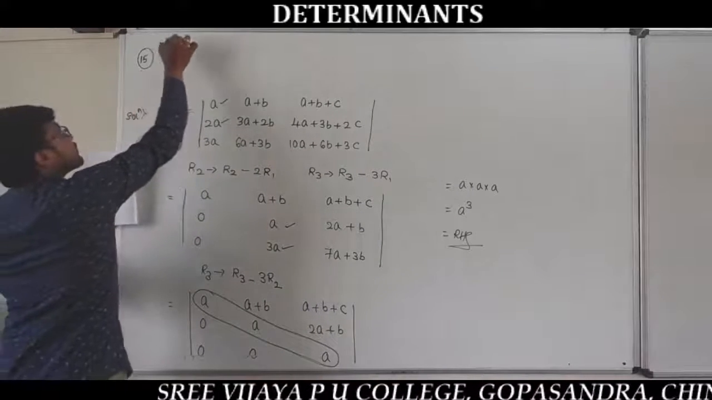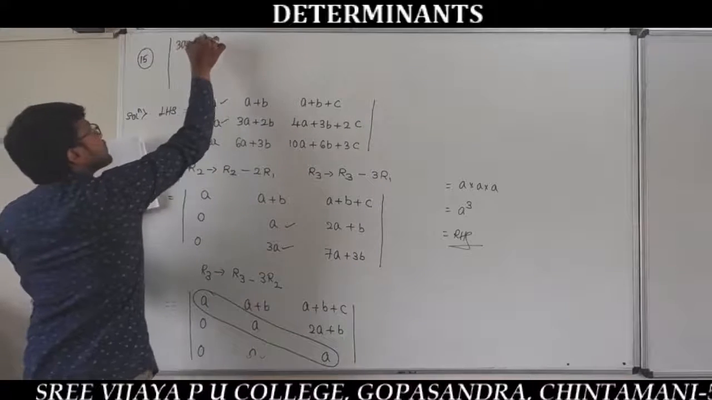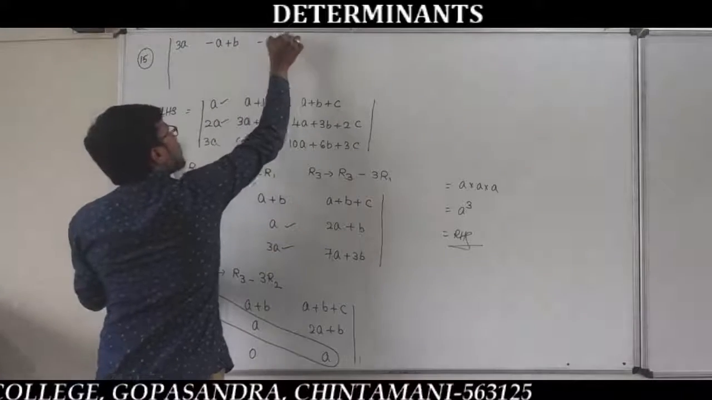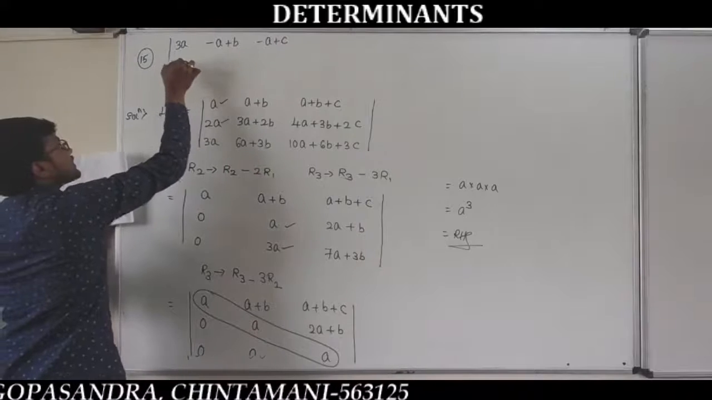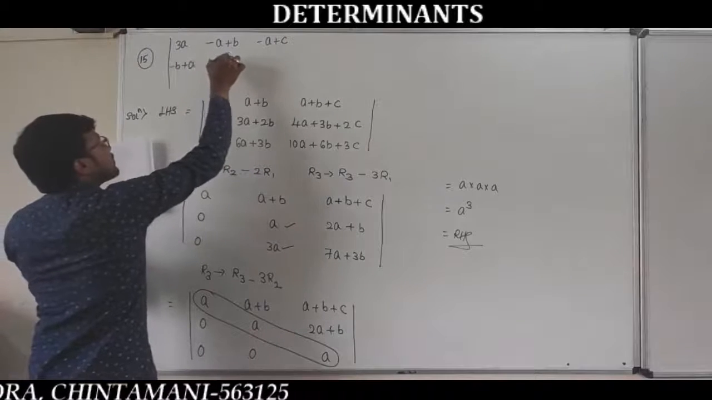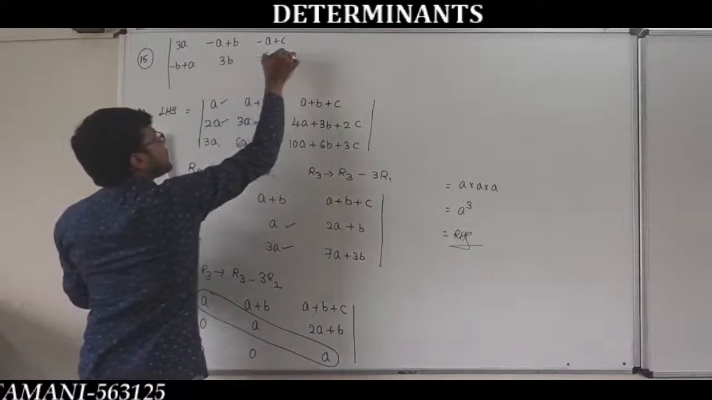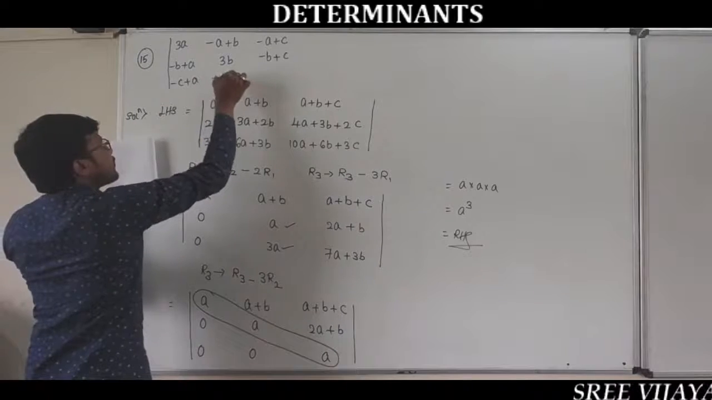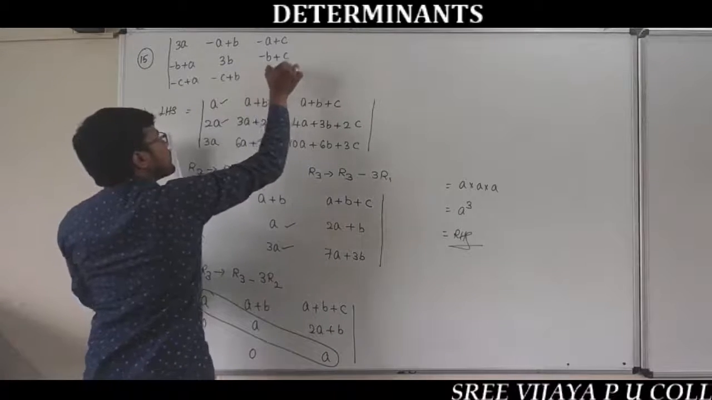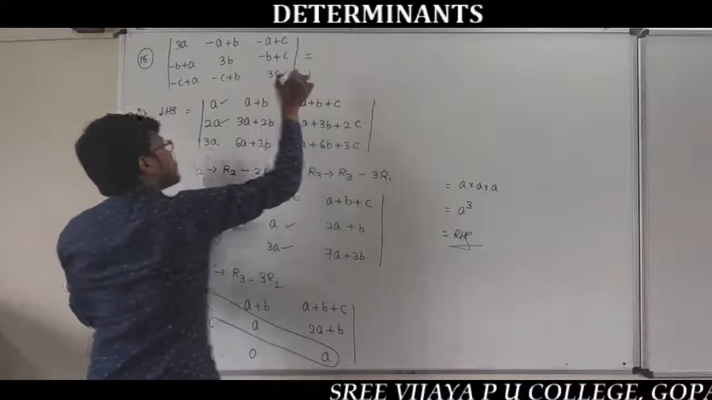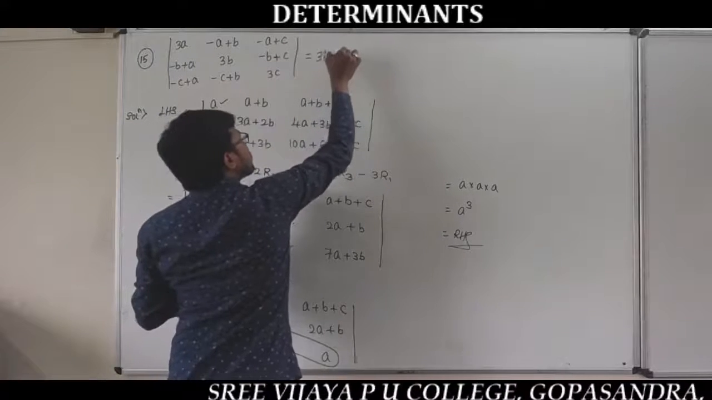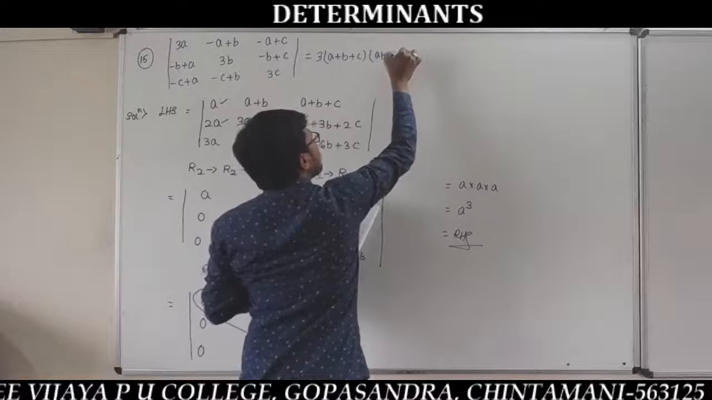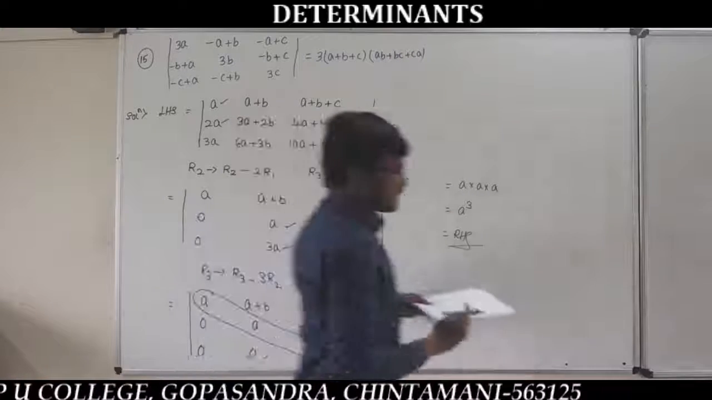Determinant of 3a, minus a plus b, minus a plus c; minus b plus a, 3b, minus b plus c; minus c plus a, minus c plus b, 3c equals 3 times (a plus b plus c) into ab plus bc plus c.